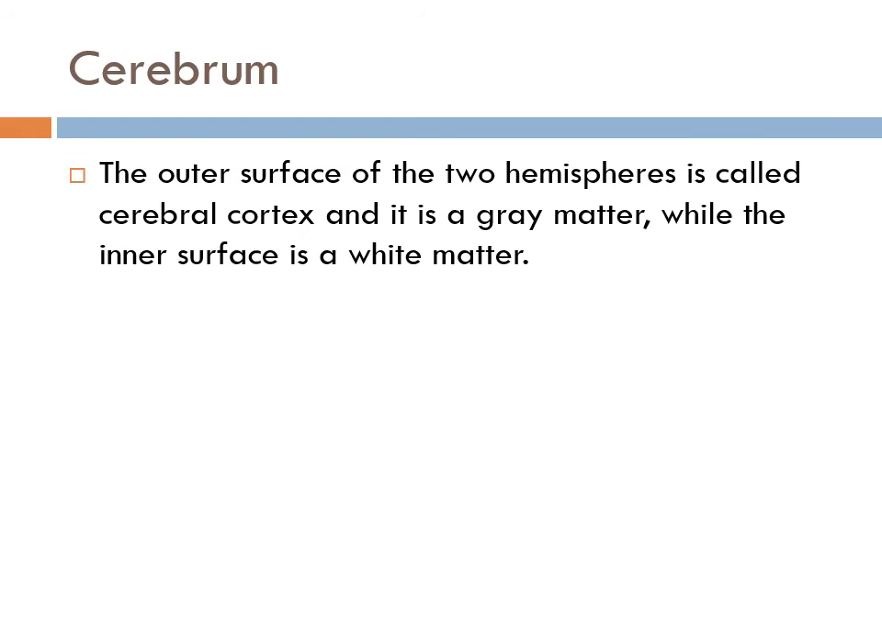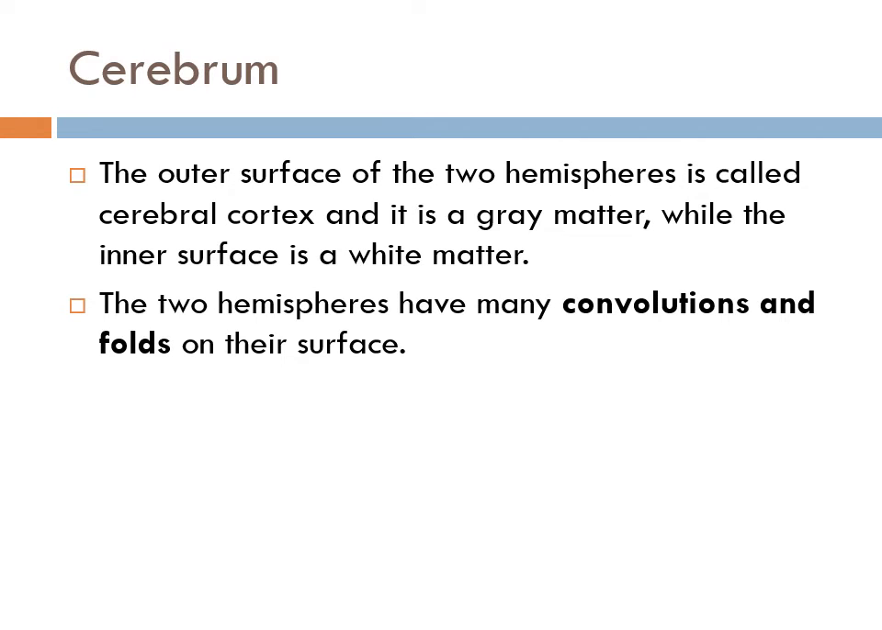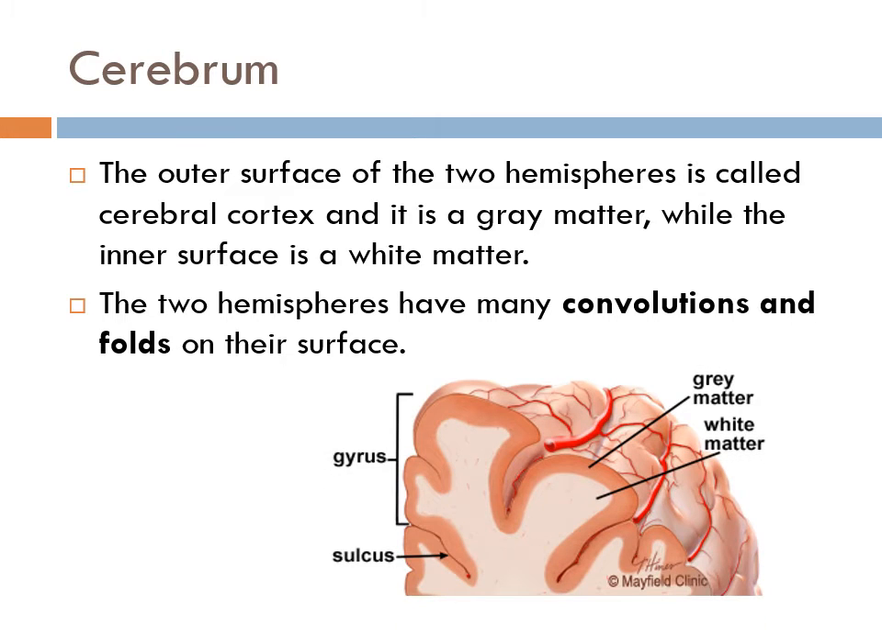The outer surface of the two hemispheres is called the cerebral cortex, and it's gray matter, while the inner surface is white. The two hemispheres have many convolutions and folds on their surfaces.